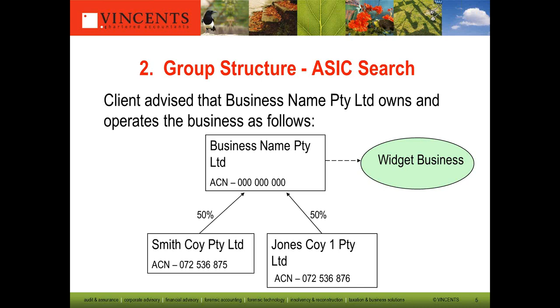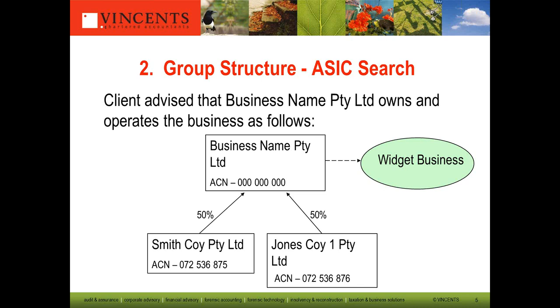So here's our structure. I've obviously changed the names. We've got an entity called business name, P2 LTD, with ACN 000000. It owns a business. Business name is owned by Smith Company and Jones Company, Jones Company being my client.